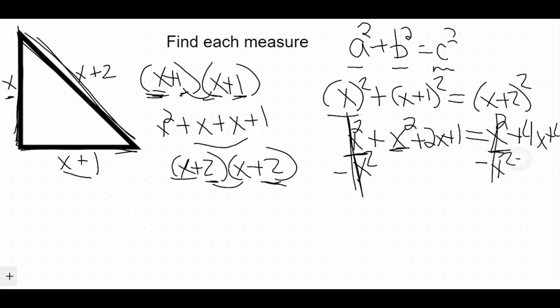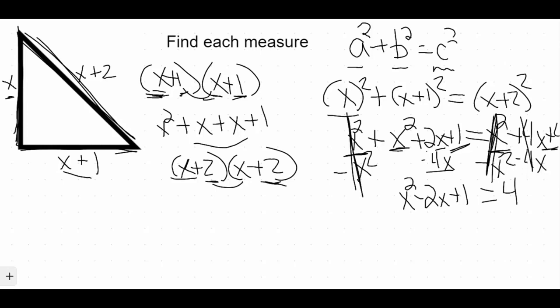I'm also going to subtract a 4x on both sides. On the left-hand side, we can drop down that x squared. 2x minus 4x gives us a negative 2x, and then we can drop down that plus 1 that we have there. And this is going to equal, we got rid of the x squareds, 4x minus 4x cancels, but we still have that 4 hanging out over there.